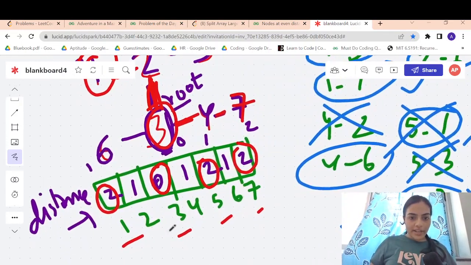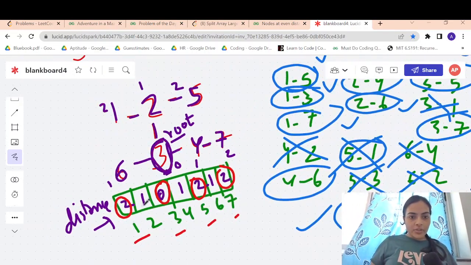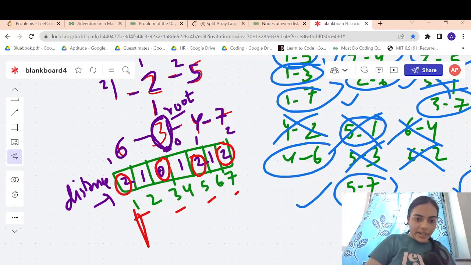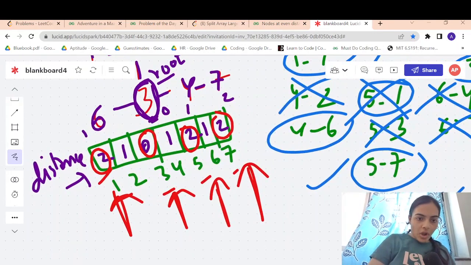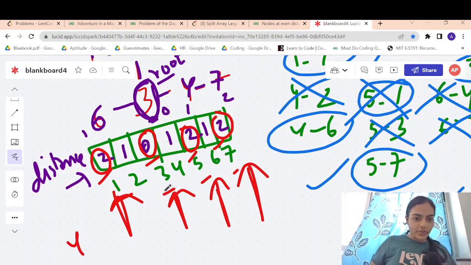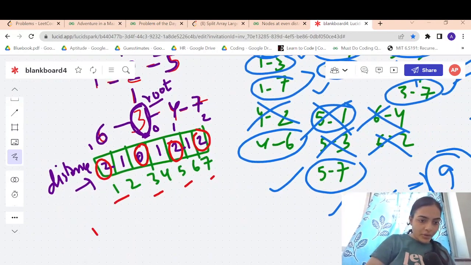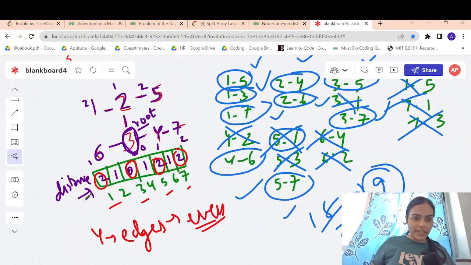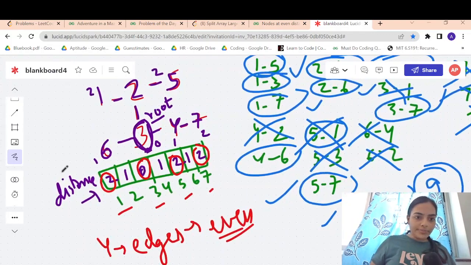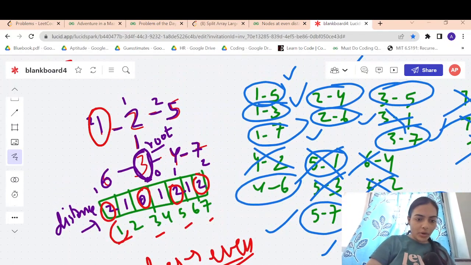So once you have made the distance array, it's very easy. Why is it very easy? Once you made the distance array, see all those edges which are at even distance. How many are there? There are 4 edges which are having even distance. What are those 4 edges? See, what are the 4 edges? 1, 3, 5, 7. They have even distance, right? So 1, 3, 5, 7.